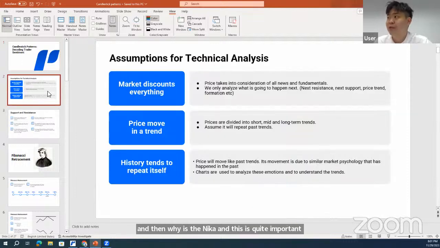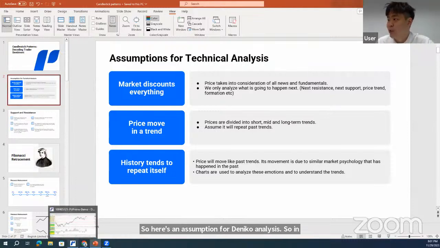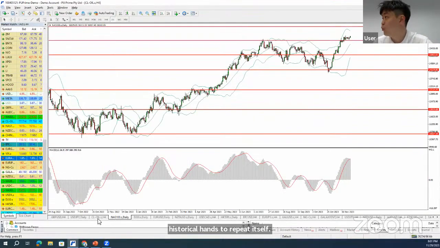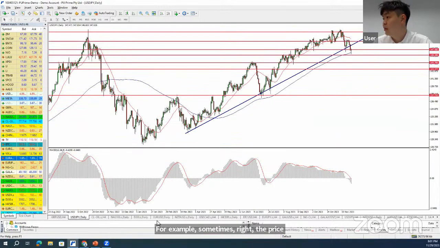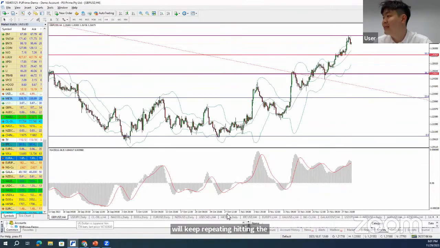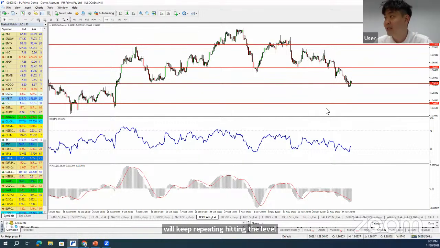So here are some assumptions for technical analysis. In technical analysis, we can try to understand what global investors think, because historical patterns tend to repeat themselves. For example, sometimes if the price hits a certain lowest level, it will keep repeating and hitting that level also. So this is what we mentioned: historical trends might happen in the future.